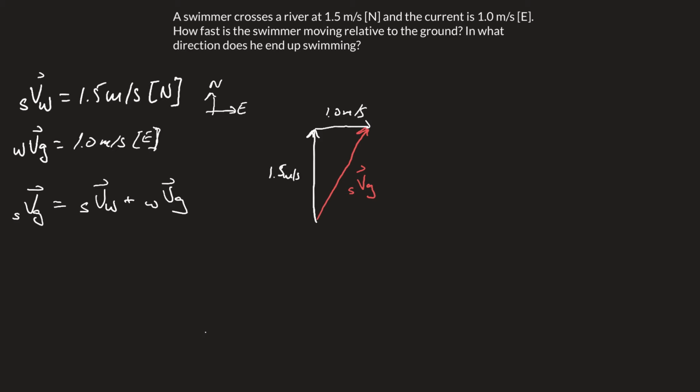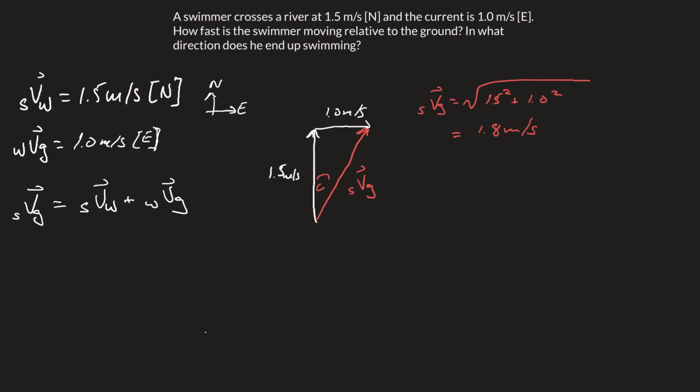So this is a simple Pythagorean theorem question. So we have v_SG, and that's equal to the square root of one side squared plus the other side squared. So 1.5 squared plus 1.0 squared. When you solve that, you end up with a resultant vector of 1.8 meters per second.